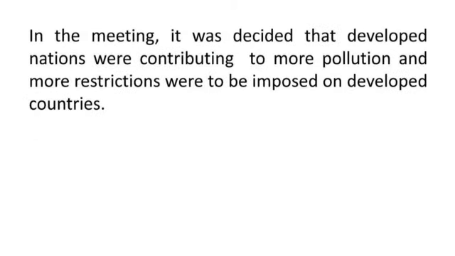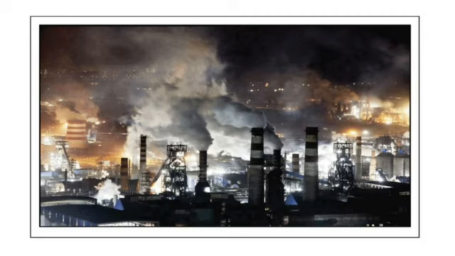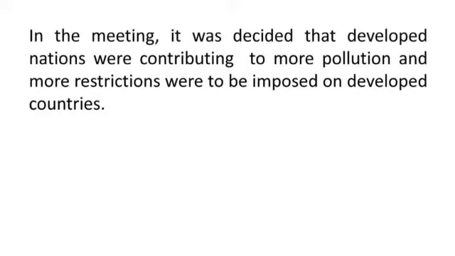Now, to stop global warming, different countries of the world had gathered at Stockholm and Copenhagen. So, what was the conclusion of the meetings that were held in two different places? That we'll be looking into. In the meeting, it was decided that developed nations were contributing to more pollution, and more restrictions were to be imposed on developed countries.